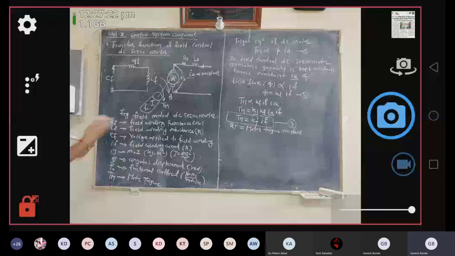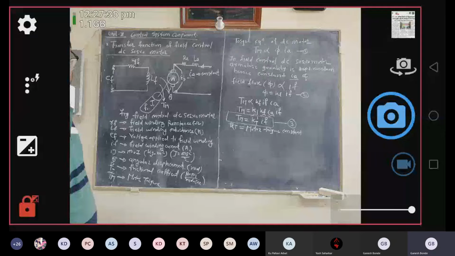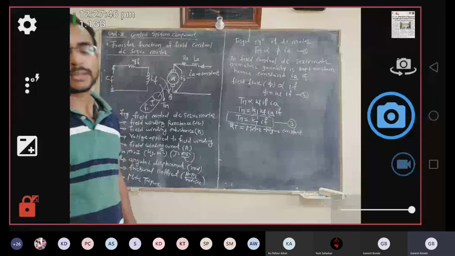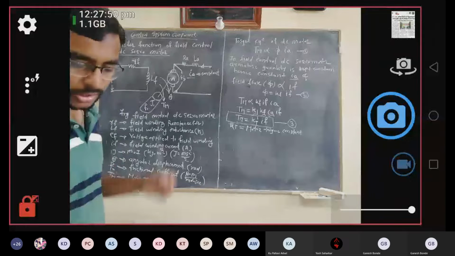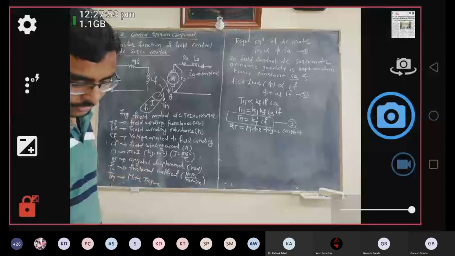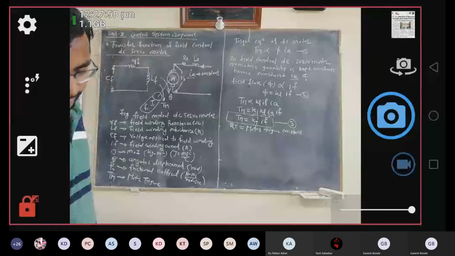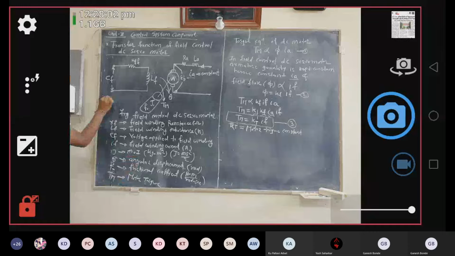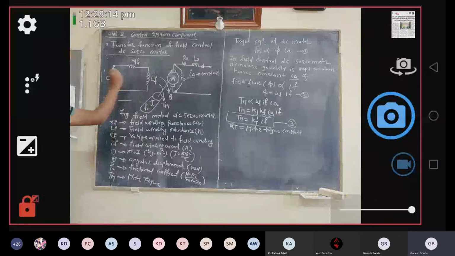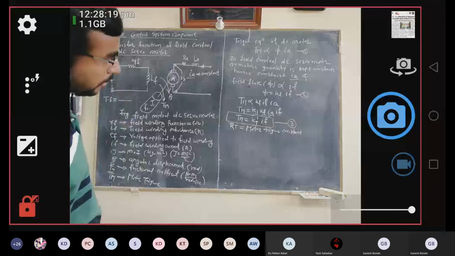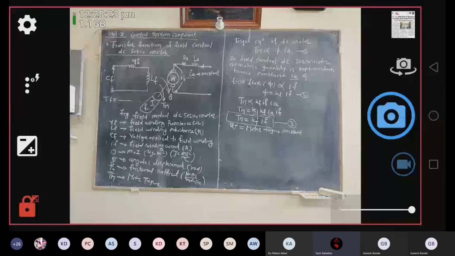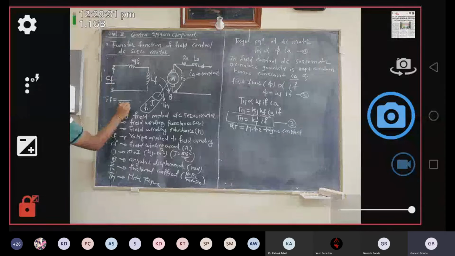What was the next expression we wrote in armature control? We applied KVL to the armature circuit. So here, which circuit will you apply KVL to now? Because what is our objective? We have to find the transfer function. Between which two parameters do we have to find the relationship? What is the input to the field control DC servo motor? EF. The input applied in the field control DC servo motor is EF. Therefore take the Laplace transform of it, which gives EF of S.